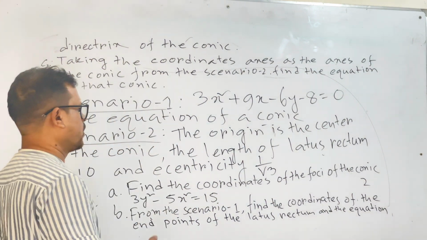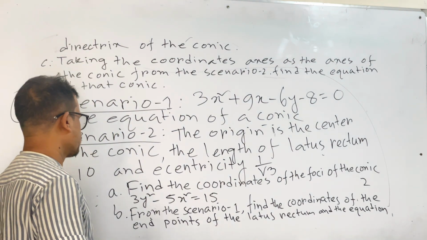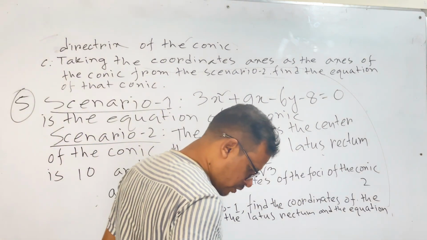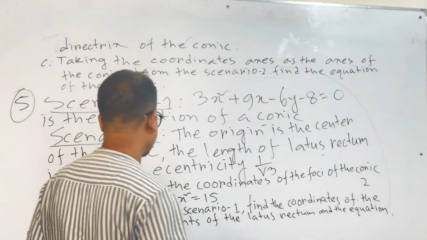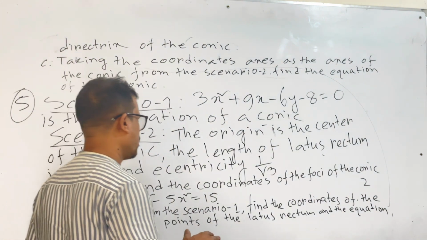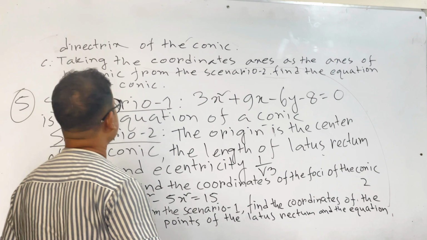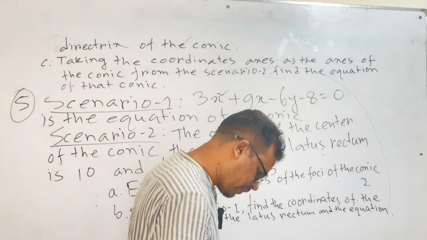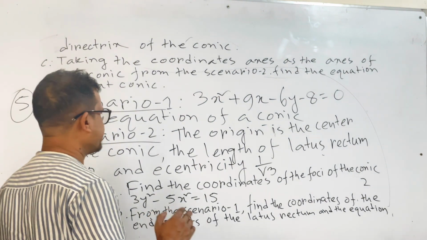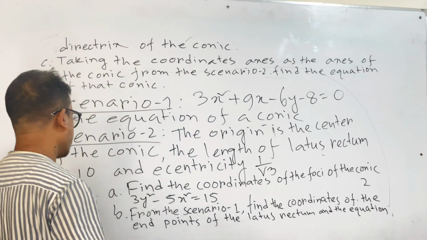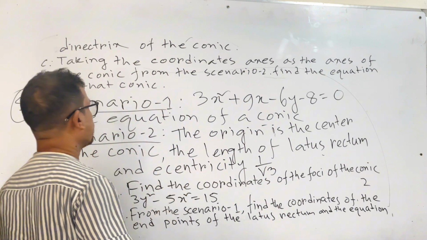Find the coordinates of the foci of the conic 3y square minus 5x square equal to 15. It's mark 2. From the scenario 1, find the coordinates of the endpoints of the latus rectum and the equation of the directrix of the conic. Okay, you have to find that in question B.